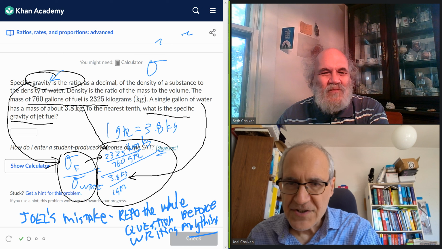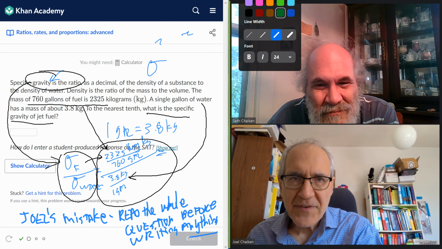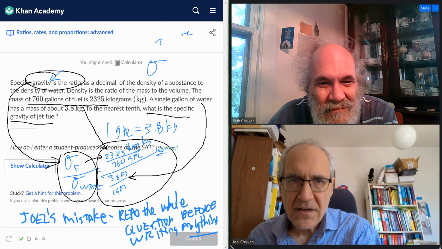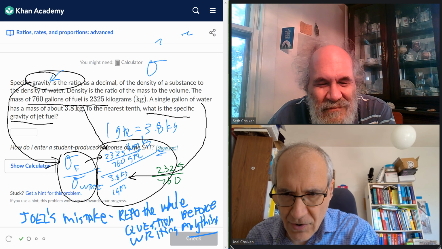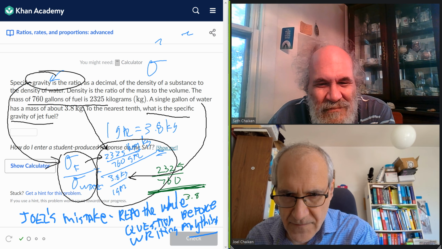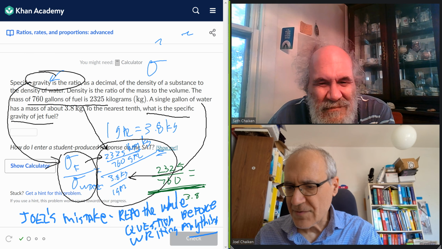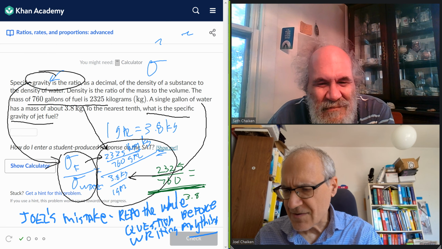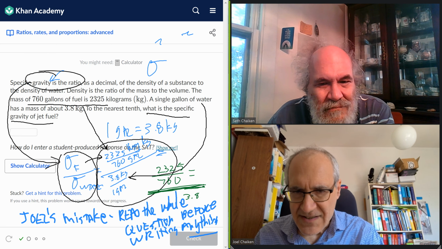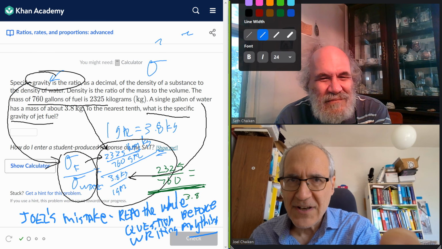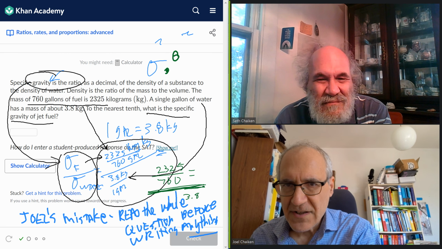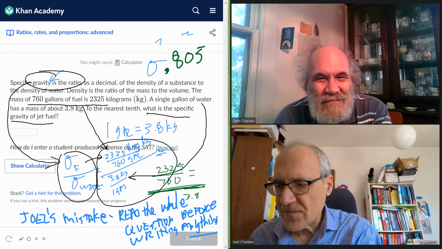Now, in terms of computation, you have to make sure you do the computation right. So it's 2325 divided by 760, and you take all of that, and then you divide by 3.8. Okay? So in a calculator, you do 2325 divided by 760, you get an answer, and then you immediately hit divided by 3.8, and you get 0.8. Now there's a rounding thing, so we have to pay attention. The calculator says 0.8051.